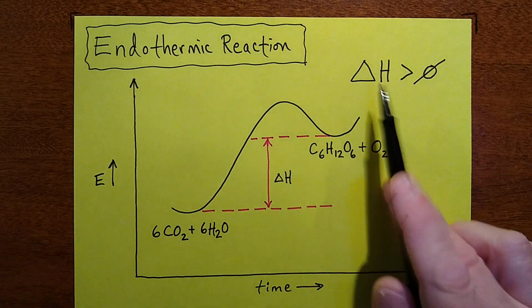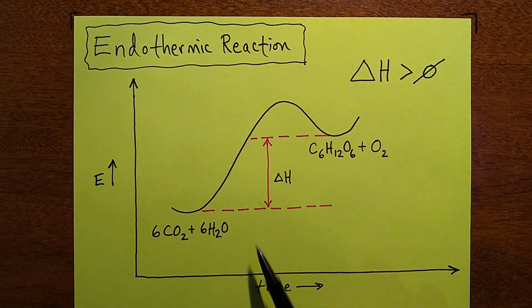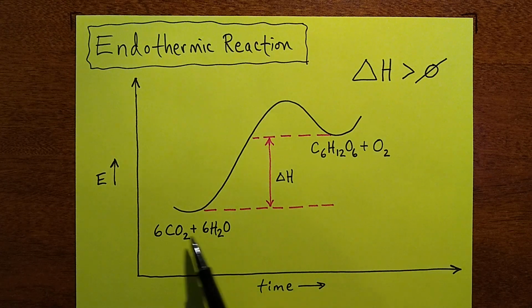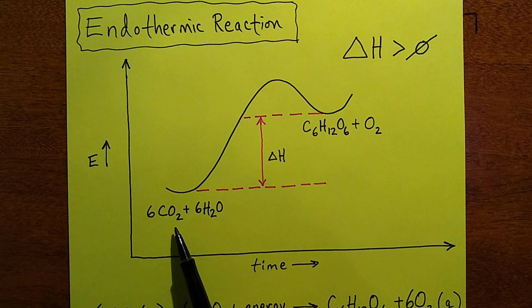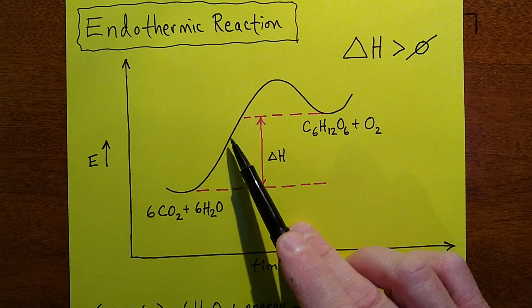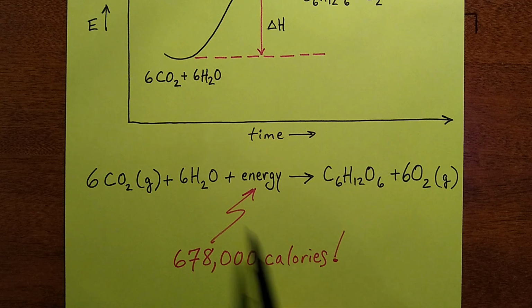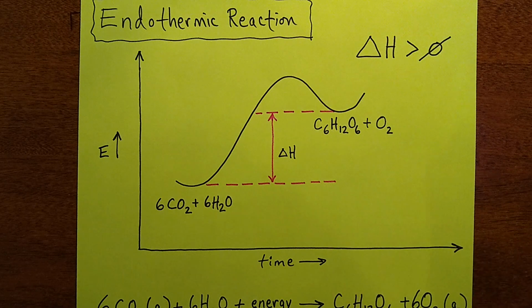In an endothermic reaction, you have a positive value of delta H, so energy must be added into the reactants to get them to move on to products. So you can see it's just sort of the mirror image of an exothermic reaction. In this case, you have the 6 carbon dioxide molecules reacting with 6 water molecules, essentially rain. This is how photosynthesis happens. And it has to absorb about 678,000 calories of energy to produce 1 glucose molecule and actually 6 oxygen molecules.